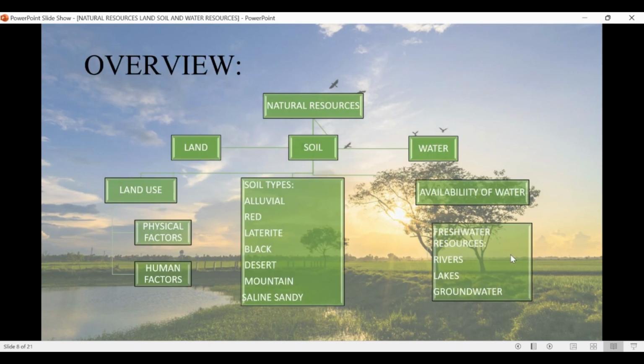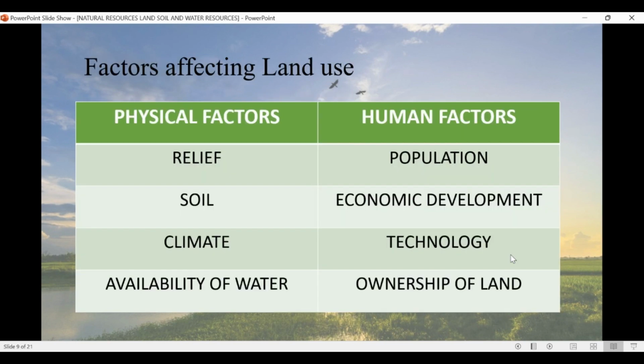So today we are going to understand the chapter Natural Resources, Land, Soil and Water. As you all know, we have completed the land portion of land use, and today we are going to understand the physical factors and the human factors that are affecting the land use.